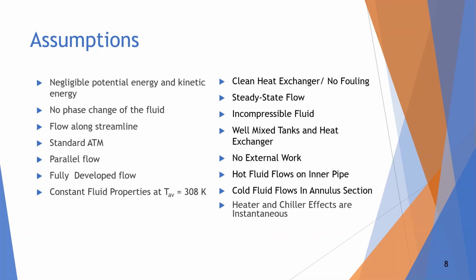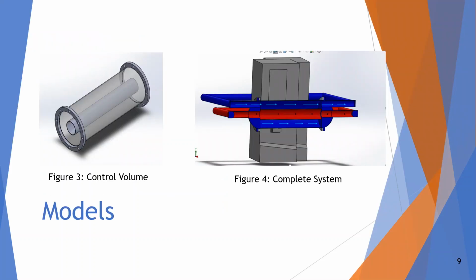Here we have our assumptions: negligible potential and kinetic energy, no phase change of the fluid, flow along streamline, standard atm, parallel flow, fully developed flow, constant fluid properties, clean heat exchanger with no fouling, steady state flow, incompressible fluid, well mixed tanks and heat exchanger, no external work, hot fluid flows in the inner pipe, cold fluid flows in the annulus section, heater and chiller effects are instantaneous.